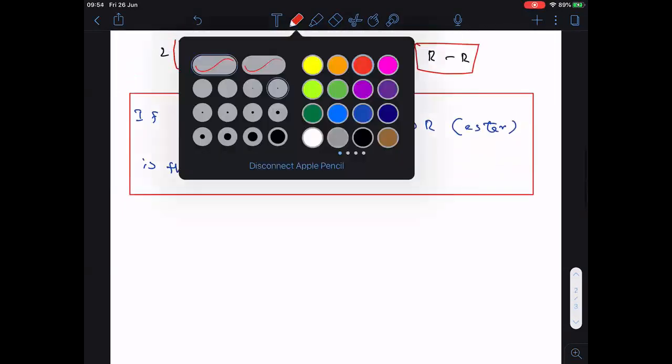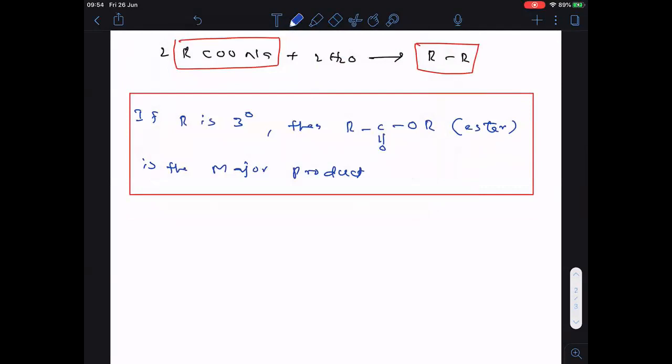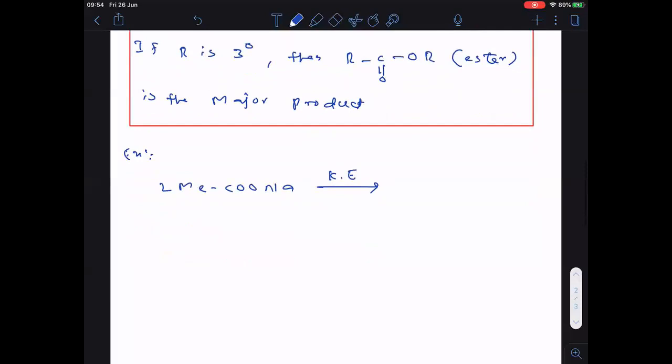Then based on this one, let us take the examples here. Now if I take CH3COONa when subjected to Kolbe electrolysis, every time 2 moles only. No need to write 2. Kolbe electrolysis means 2 moles. Clear? Then R we have to get. That means Me we are getting here. What is Me–Me? That is ethane.